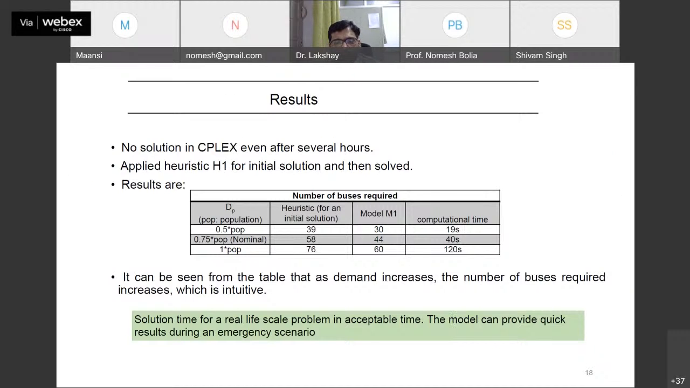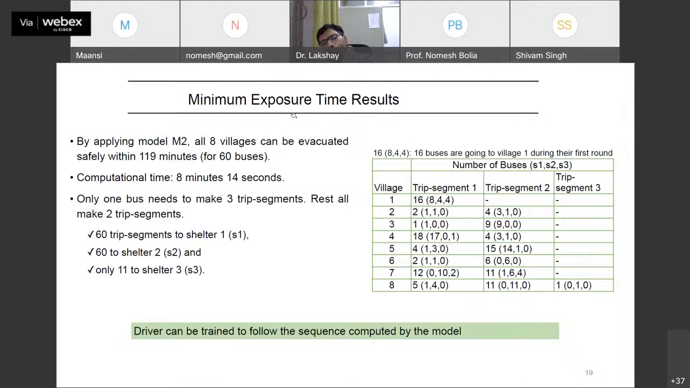And the second thing is model M2, where the available time was 150 minutes and we were able to evacuate with 60 buses in around 190 minutes. This is the overall aggregated result, which says that 16 buses go to village number one during their first round. Out of those, 8 buses go to shelter one, 4 go to shelter two, and 4 go to shelter three. So that also tells you something about shelter planning.